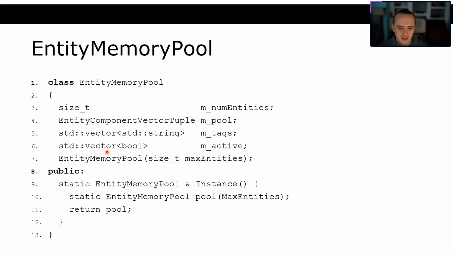So we have the entity memory pool, and when we construct the entity memory pool, we're going to construct it based on some number of max entities. If that's 10,000 or 5,000 or 200 or whatever, we pass it in. Okay. We're also going to make this memory pool a singleton. So who out there in the chat has heard of a singleton design pattern before? I haven't actually covered singleton in this class yet.